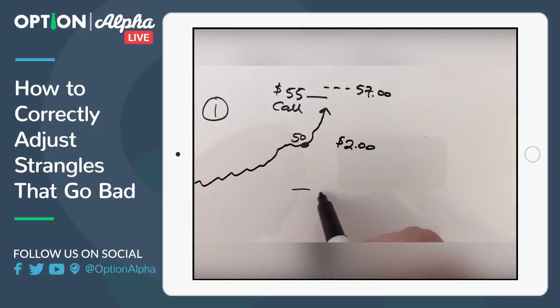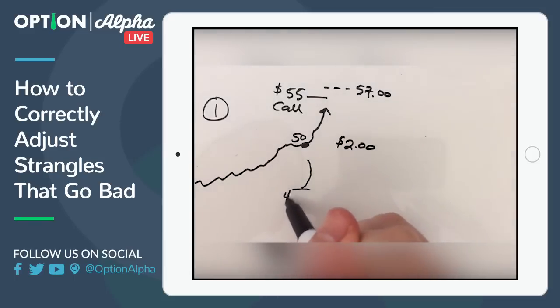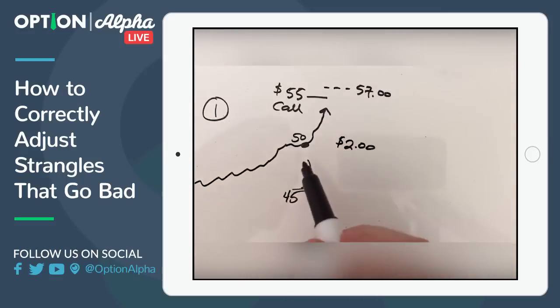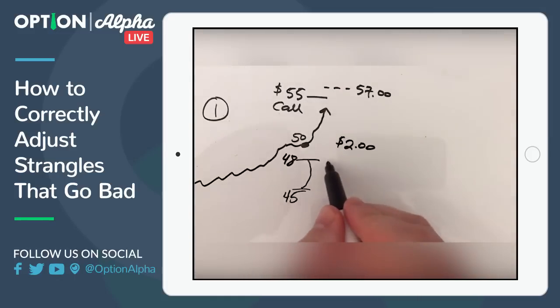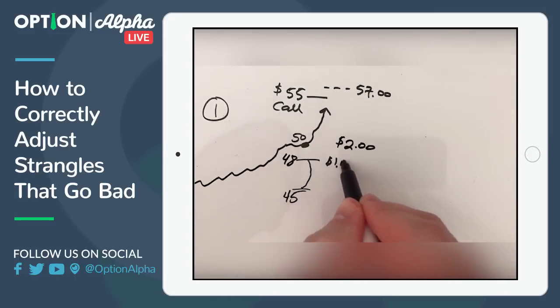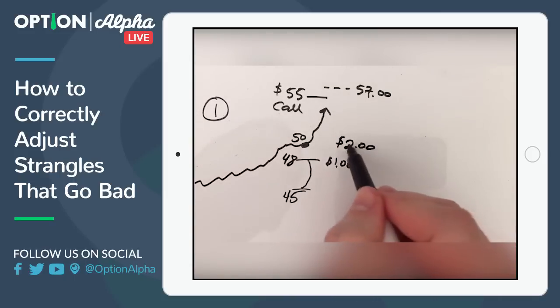Well, when we start rolling up our put side, let's say we roll up our put side from 45 initially to, I don't know, let's say $48, something like that. Hopefully you guys can see this on the screen. We might take in an extra $1 of credit, right? In addition to the money that we profited. So now our total credit is not $2, but $3.